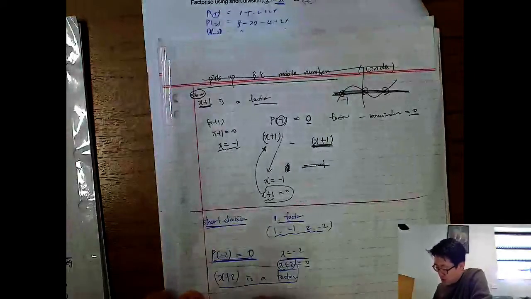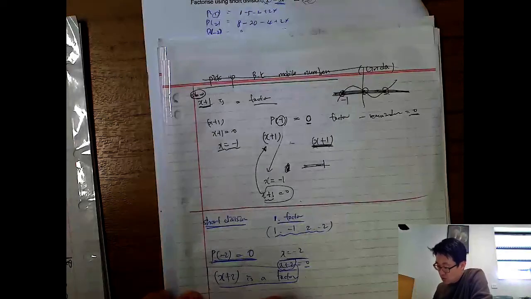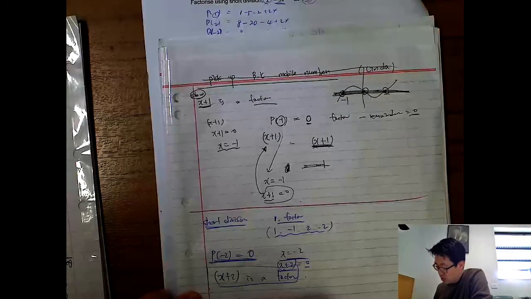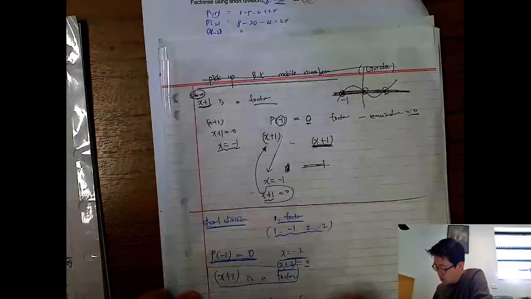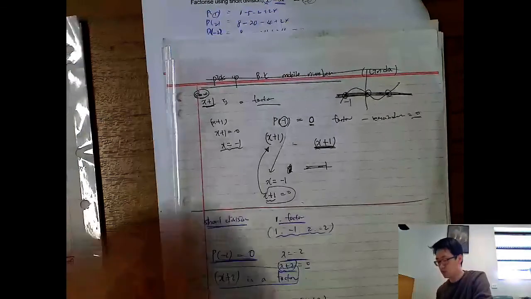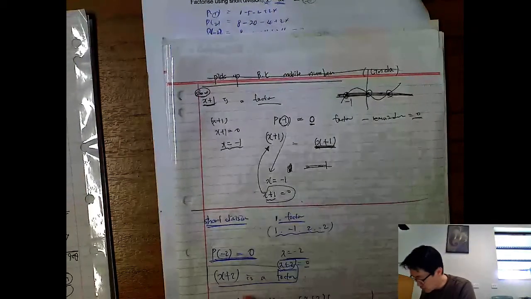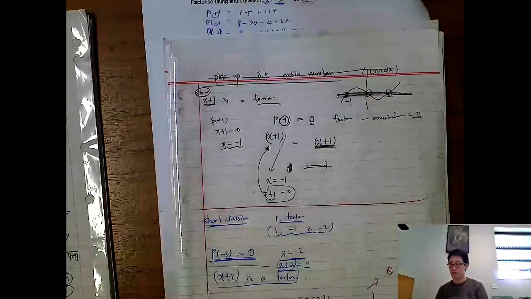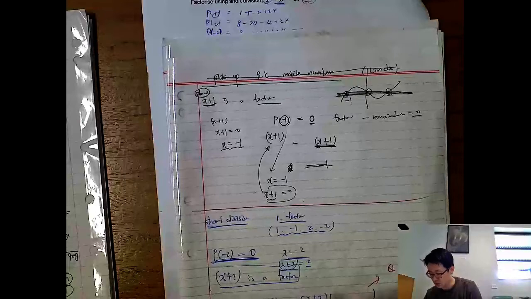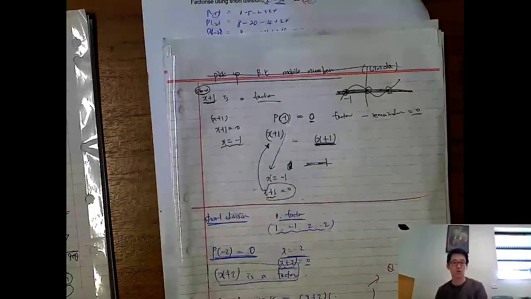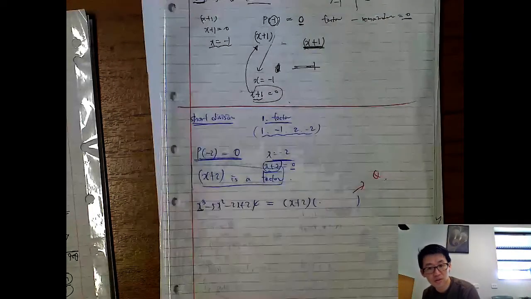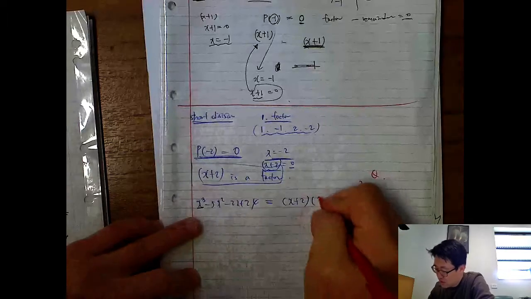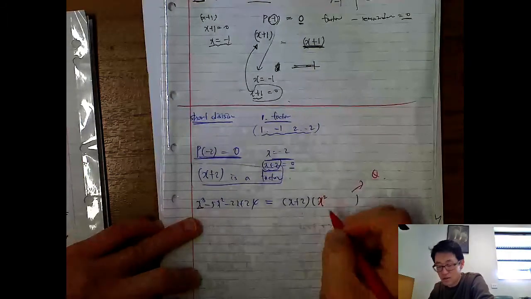Therefore, x cubed minus 5x squared minus 2x plus 24 equals x plus 2, times what? We should have a quadratic here, since x times a quadratic will give me a cubic function. Good. So I start from x squared, isn't it? Let's go and find it.